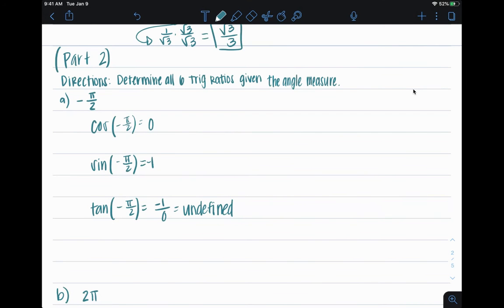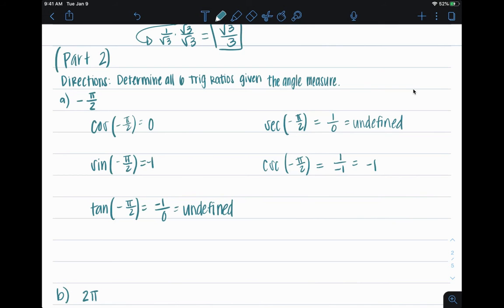Let's do secant of negative pi over 2. Secant of negative pi over 2 is 1 over cosine. So 1 over 0, because that's cosine, 1 over 0, again, is undefined. All right, and then cosecant of negative pi over 2, 1 over sine. So 1 over -1, easy peasy, that's just -1.